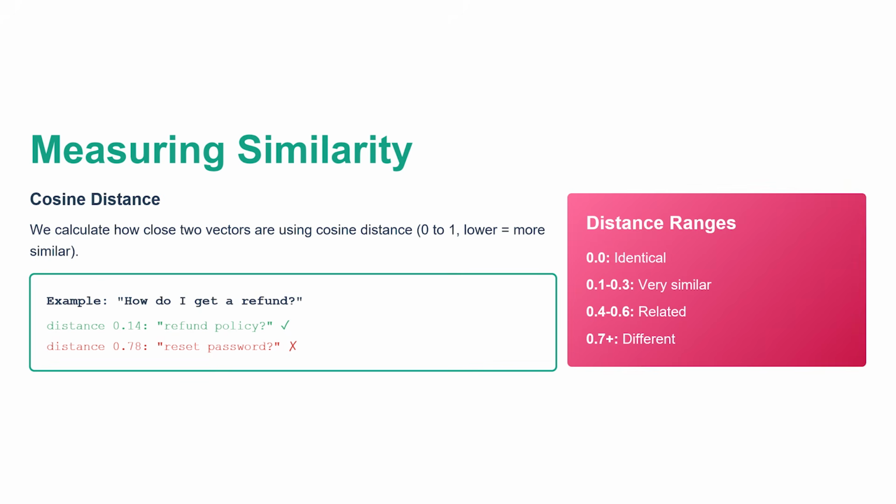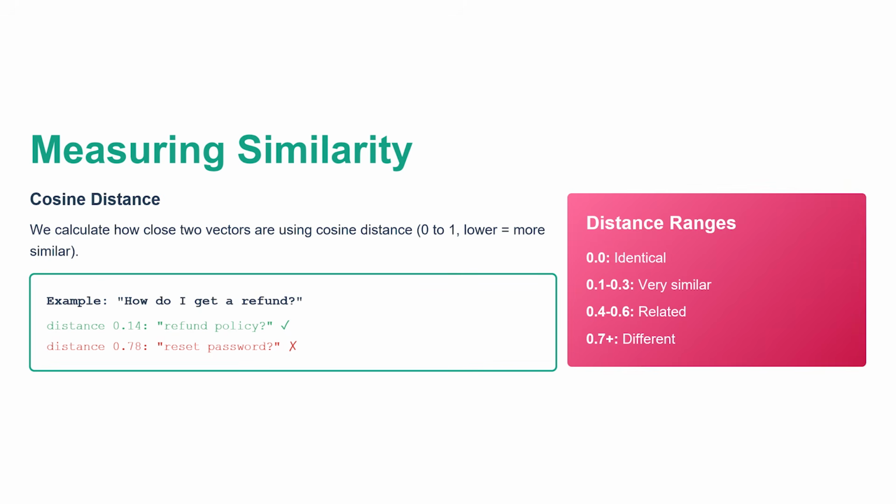And for that, we use cosine distance. I'm not going to bore you with the math, but basically it gives you a number between 0 and 1. Lower number means more similar. So like 0 means queries are identical. Between 0.1 and 0.3, that's very similar, like you just rephrased it. Once you get above 0.7, totally different topics.